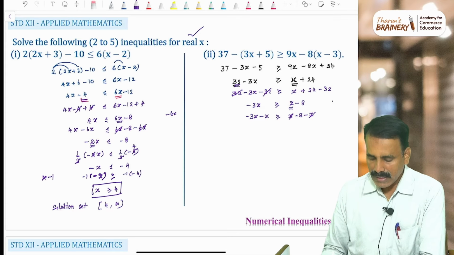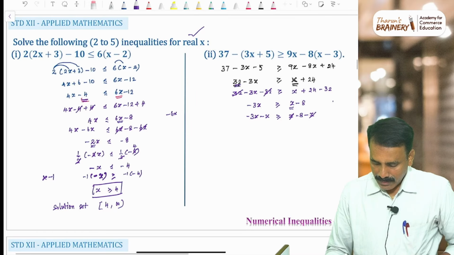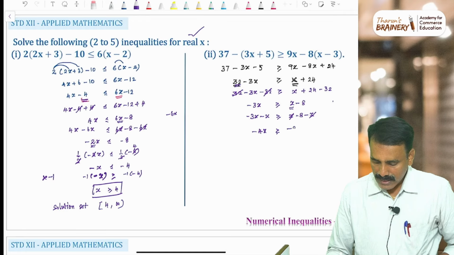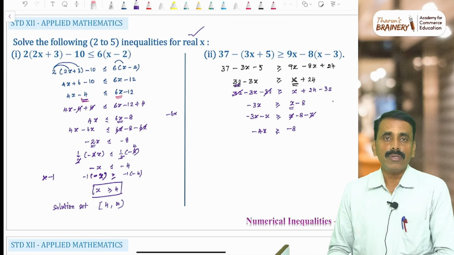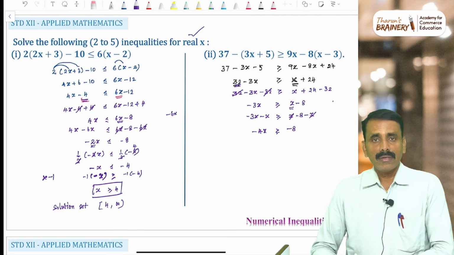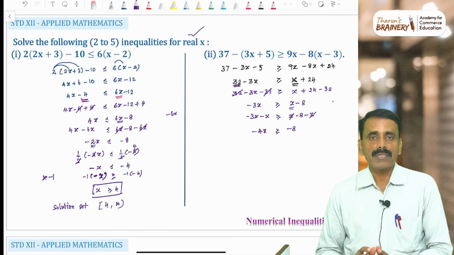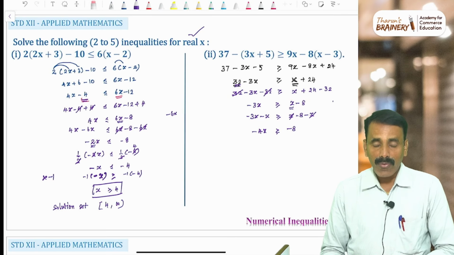So x and x get cancelled. So minus 3x minus x, because both are going to have same sign, we have to add. So minus 4x greater or equal to minus 8. So left hand side, right hand side, both the terms are going to have negative symbol. Like in equalities, we cannot cancel minus on both sides. This is an inequality. So we have to be very careful with inequalities.